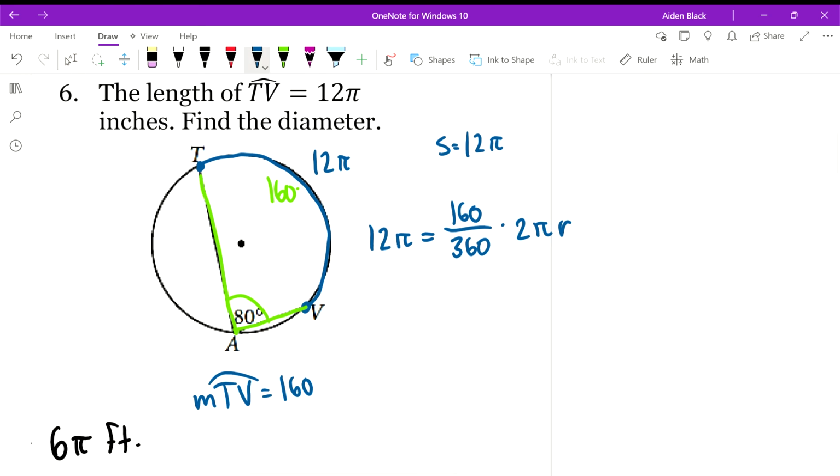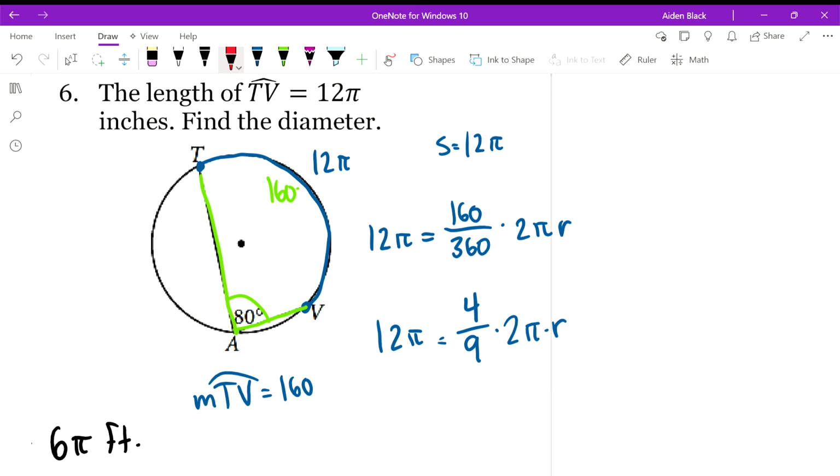Okay, we can simplify this. I know that 160/360 reduces to 16/36, which if we divide the top and bottom by 4, we would get 4/9. So I'll rewrite this. I'll say 4/9 times 2 pi times r is equal to 12 pi.